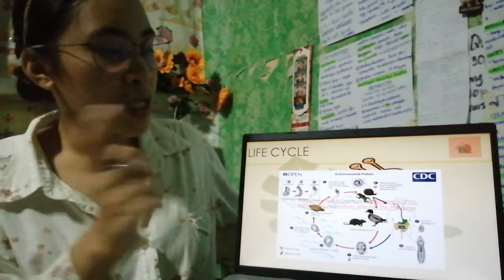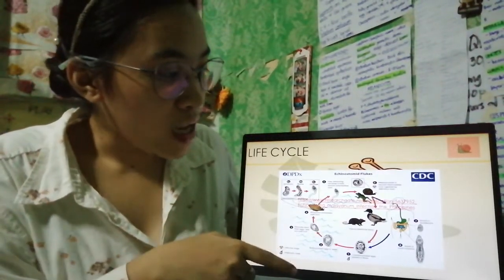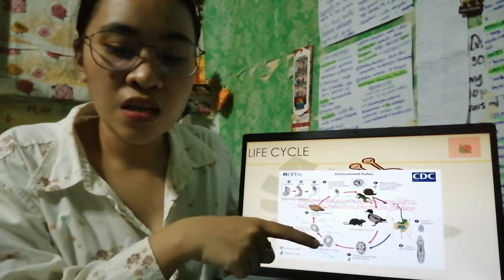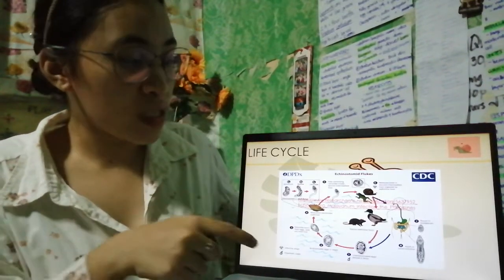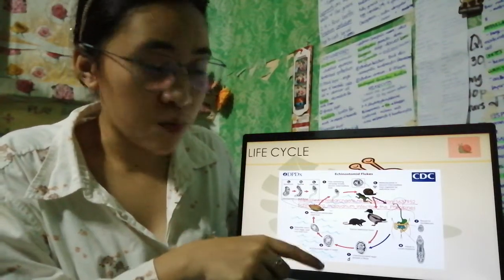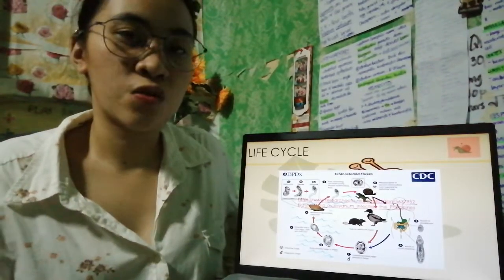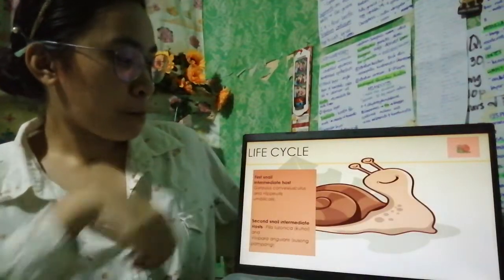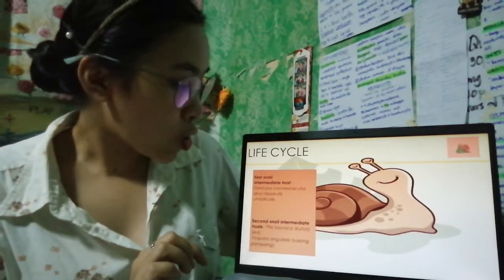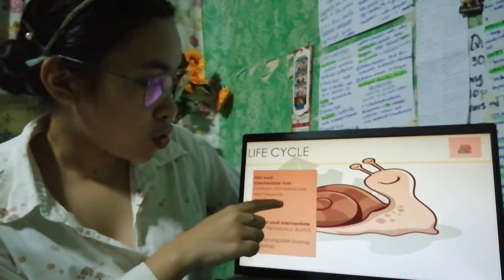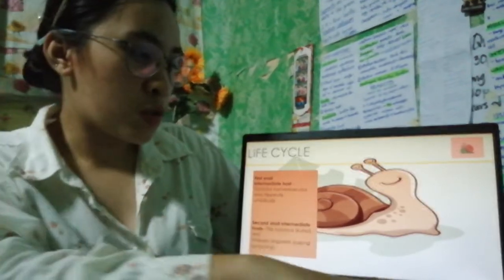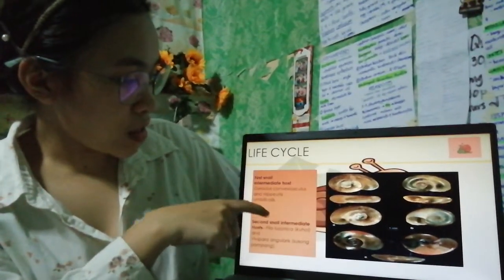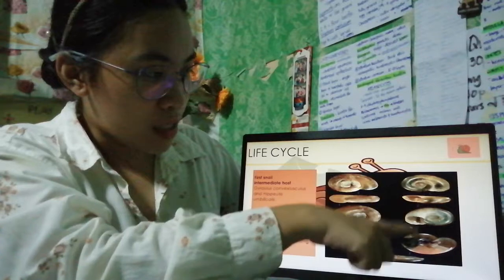So the metacercariae excyst in the duodenum, and the adults reside in the small intestine, bile ducts, or large intestine. So that's all for the life cycle. The first snail intermediate host is Gyraulus convexiusculus, and also Hippeutis umbilicalis.